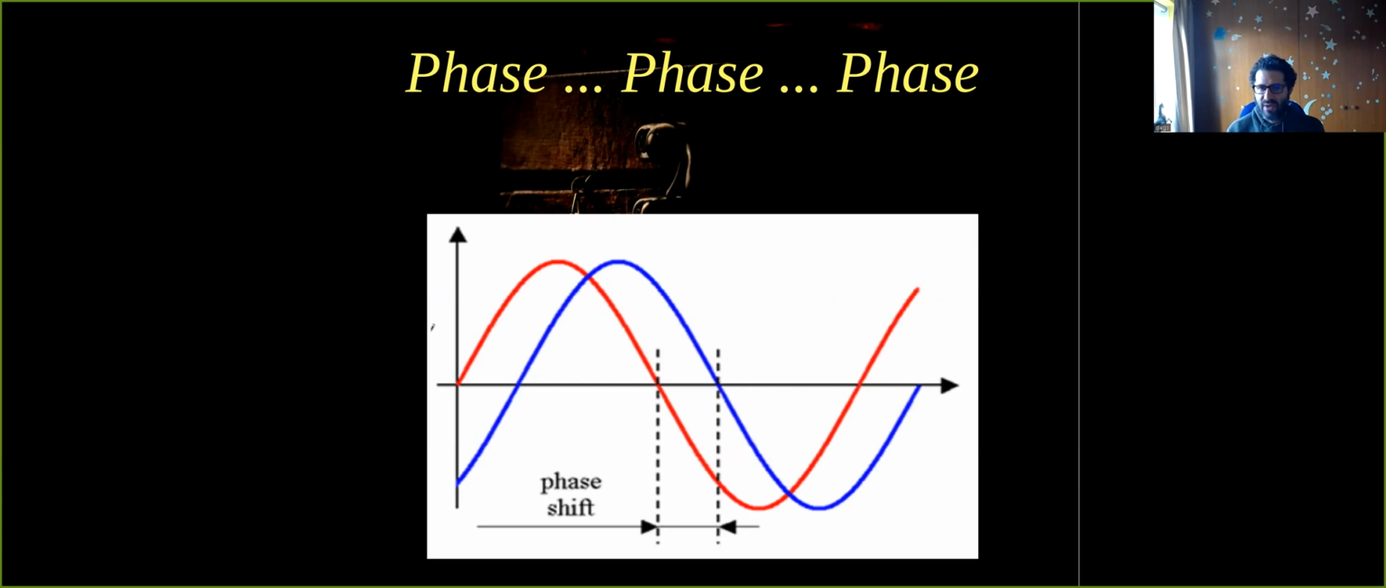So if you have, for example, the red one as your original sinusoid, and you have another one now represented in blue, this is what we call the phase shift. So how much it has changed in phase. And that is related to, for example, how long it had to travel one with respect to the other one.